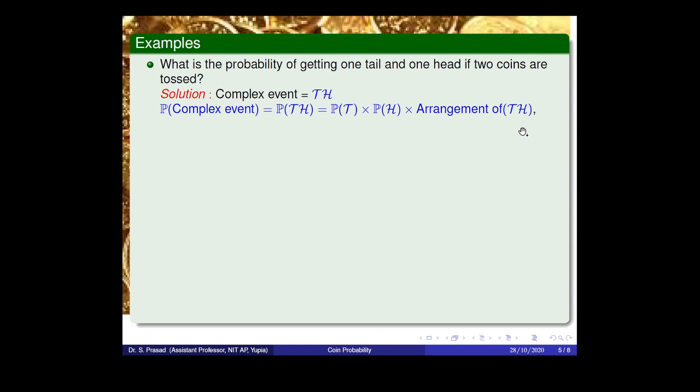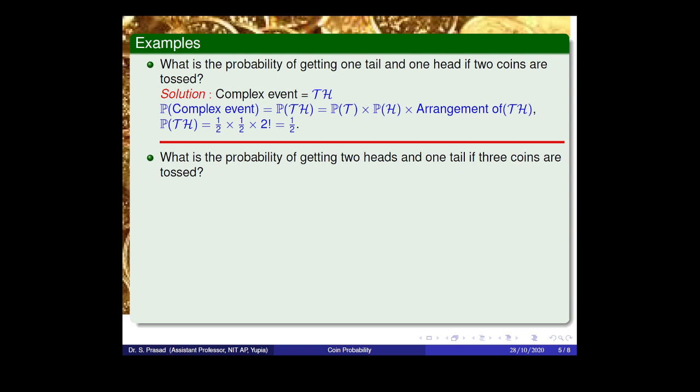Now we move on one by one. How to find the arrangement of this? After that, we assume that these questions are coming from fair coins only, for unbiased coins only. Then the probability of T is equal to half, and probability of H is half, into the arrangement of TH. This part is coming from permutations, and how many ways to arrange the word TH means 2 factorial, repetition is not allowed. That is, the answer is coming 1 by 2.